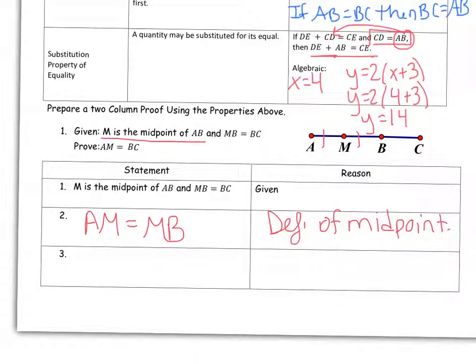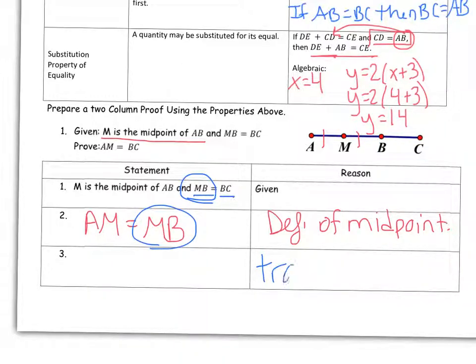Now if you look, we have that in our given, MB is equal to BC. So our statement, AM is equal to MB, and now we have MB is equal to BC. So by our transitive property, we can now prove what we are trying to prove, that AM is equal to BC.